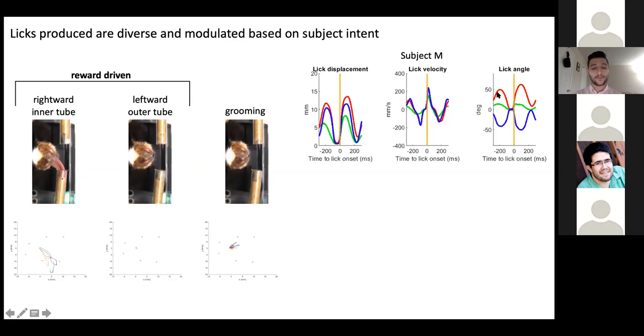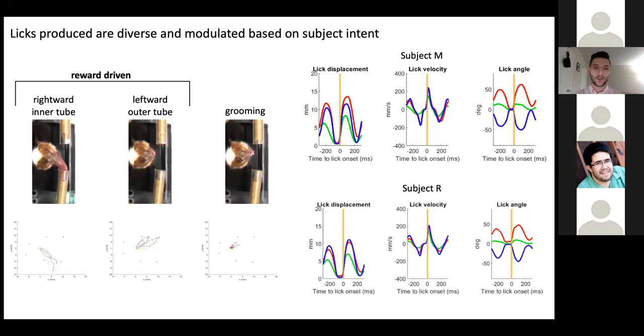The rightward and leftward reward-driven licks tend to be far steeper in angle, of course, because they're trying to hit these food tubes that are on either side of the animal, whereas grooming licks tend to be sort of shallower in angle. And again, these results are consistent across subjects as well, in that reward-driven licks are longer, more vigorous, and steeper in angle than grooming licks.